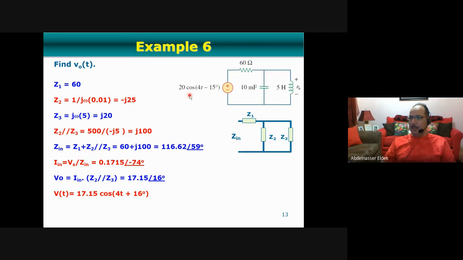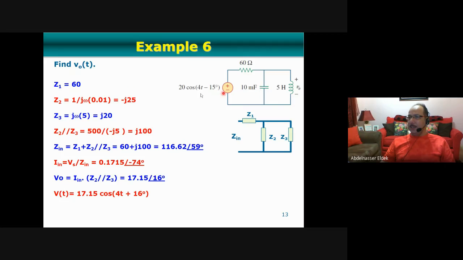So this one here is 20 with phase negative 15. This is the phase for the source. Z1 is just 60. There's no difference here.